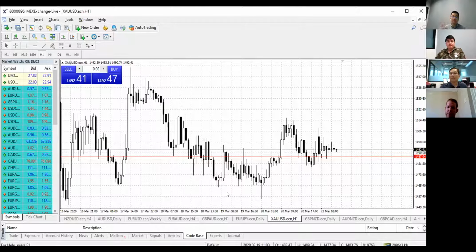So we could see it move. I feel that we could see it move higher, but with limited upside, quite limited upside potential as well.